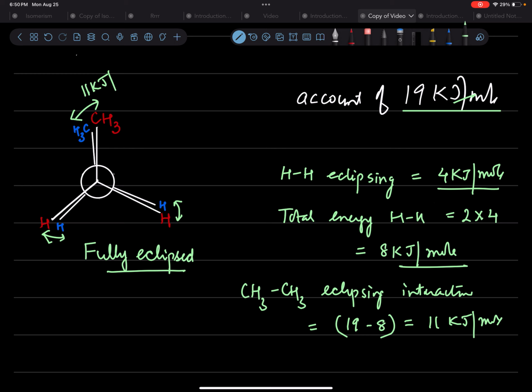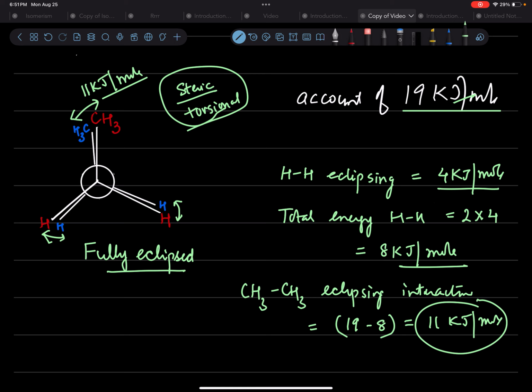And this increases not only because of the torsional thing, but also because of the steric interactions. Steric as well as torsional both contribute to this 11 kilojoules. So this increase, which involves 11 kilojoules, includes in itself the increase because of the torsional things and the increase because of the steric interactions. I hope this clarifies the whole scene.